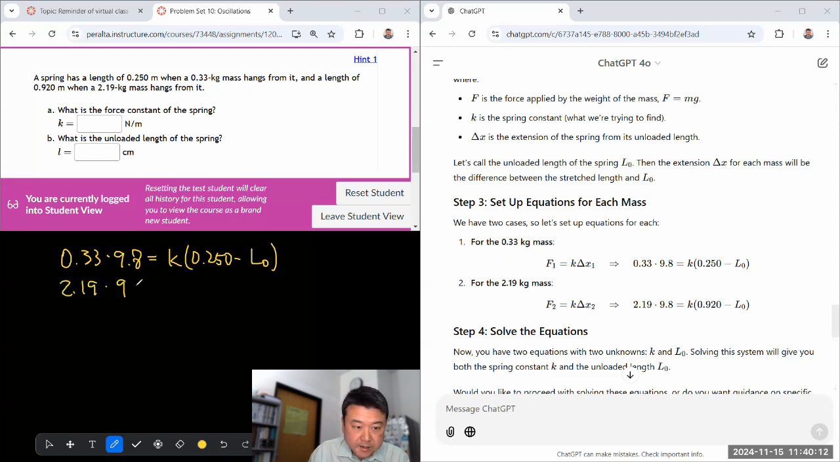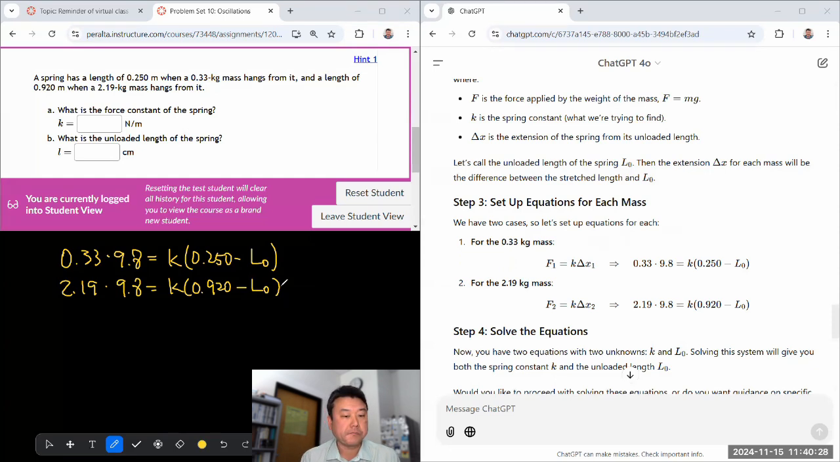2.19 times 9.8 is equal to k times 0.920 minus L naught. Let me imagine making some algebra mistake that's hopefully plausible. So I'm going to make a distribution mistake. In simplifying this, I'll do this one correctly.